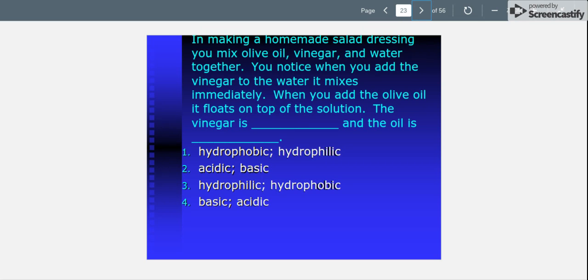Okay, let's take a second. All right, the vinegar is hydrophilic. We can break apart these words. Hydro means water, philic means love. So things that dissolve in water are hydrophilic. Things that do not are hydrophobic. Phobic is a fear, so it's afraid of water and it will not mix. This is important when we start talking about our phospholipids, to know these terms hydrophilic and hydrophobic.